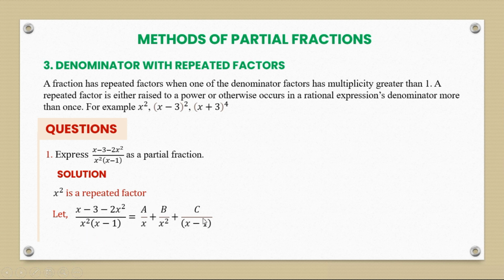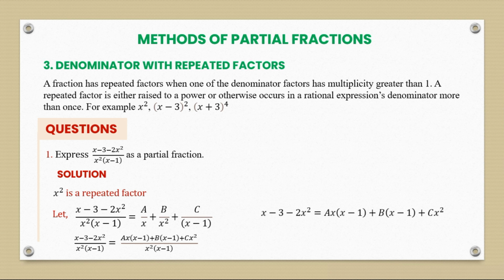So repeated factors generate as many fractions as the number of increasing powers, from 1 to 2. And then x minus 1 is a linear factor, so it's just c over x minus 1. That's basically how we deal with repeated factors. Now the LCM for this is x squared times (x minus 1).